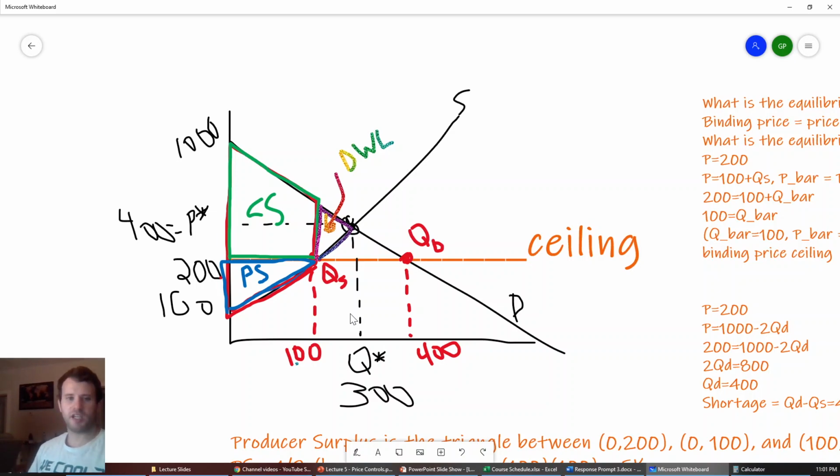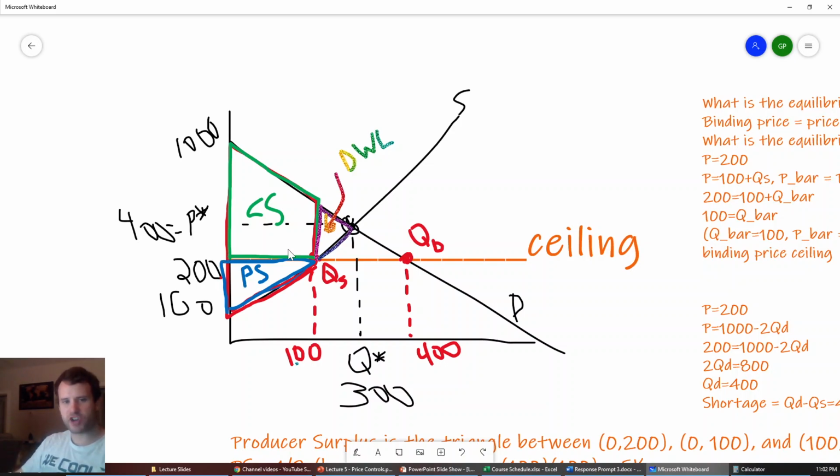Okay, so we found the equilibrium price with the binding price ceiling. We found the equilibrium quantity with the binding price ceiling. We found the shortage. Then we had to solve for the producer, consumer, and total surplus. And we found producer surplus because we have all three points. We have the y-intercept, we have the equilibrium price, and we have the equilibrium quantity over here. So we knew all three points, so we just had to find the area of this triangle. Height is 100, base is 100, so 1/2 times 100 times 100 is 5K.